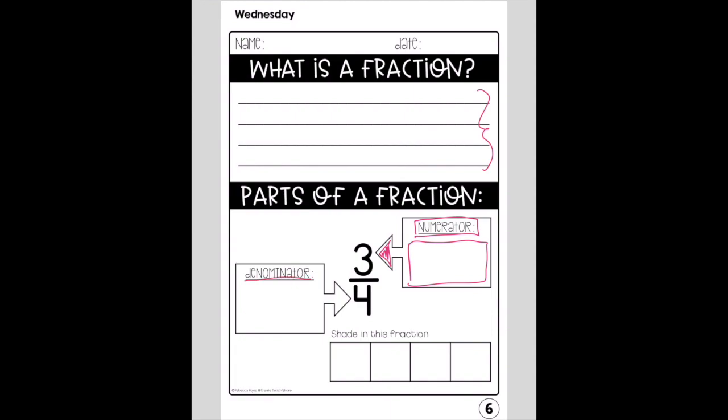Okay, and down here we have the denominator. The denominator we know is the bottom number. But what is the denominator? What does the denominator tell us? You can write your answer there.